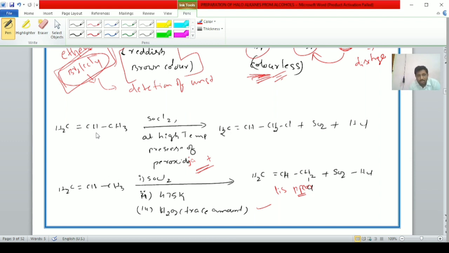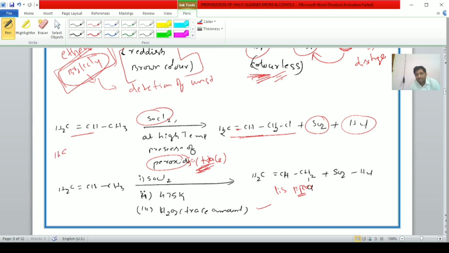CH2 double bond CH3 in the presence of SOCl2 at a high temperature and the presence of peroxide. That is also a trace amount of peroxide, student, small amount of the peroxide. It can form CH2 double bond CH, CH2Cl plus SO2 plus HCl. Here what happens, student? Allylic hydrogen is substituted.